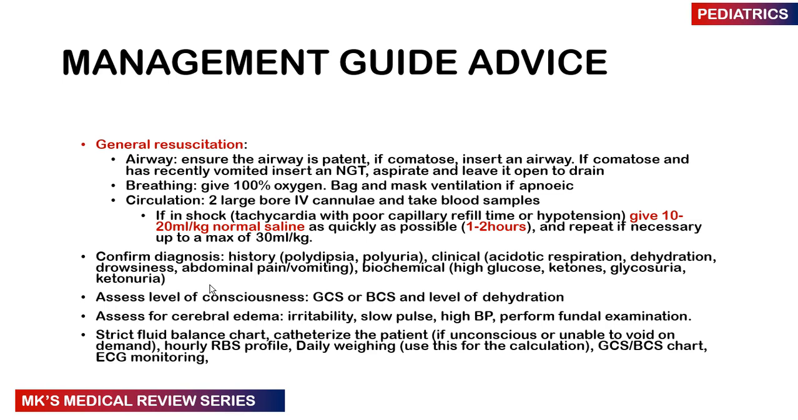Then after you have resuscitated the child, take a history and confirm your diagnosis. So your history of polyuria and polydipsia, your clinical features of acidotic respirations, dehydration, drowsiness, abdominal pain, and even vomiting, and your biochemical results of a high blood glucose, ketones in the urine, ketones in the blood, glycosuria and ketonuria. Assess the level of consciousness of this child using the Glasgow Coma Scale if they're above the age of 5, or the Blantyre Coma Scale if they're younger than this.